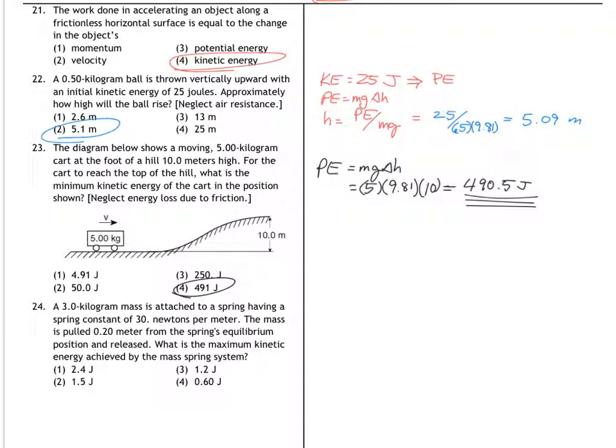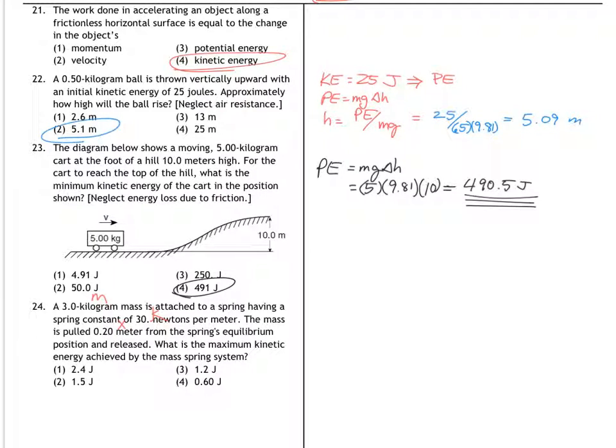Okay, so in 24 we have a 3 kilogram mass, which is attached to a spring with the spring constant of 30 newtons per meter. So this is our mass, spring constant K. The mass is being pulled by 0.2 meters, so this is going to be x from its spring equilibrium position, and it's released. What's the maximum kinetic energy achieved by the mass spring system?